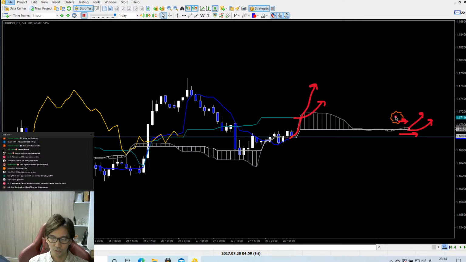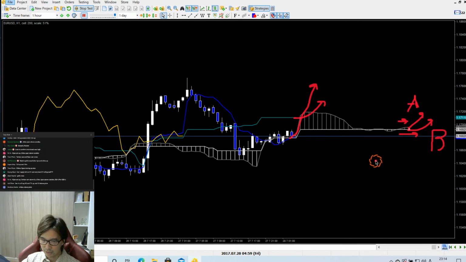So yeah, we have to either wait for the Senkou Span A. Senkou Span A is the upper part of the Kumo when it's a bullish Kumo, and Senkou Span B is the lower part of the Kumo here. So yeah, it's either A or B, and the Kijun-sen uptrend. Yeah, that's true.